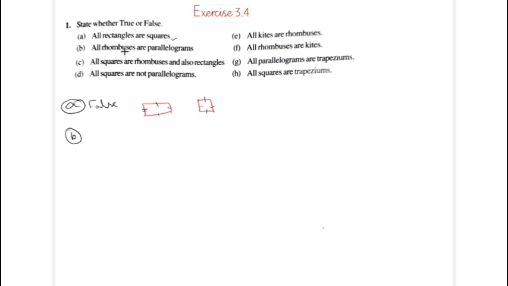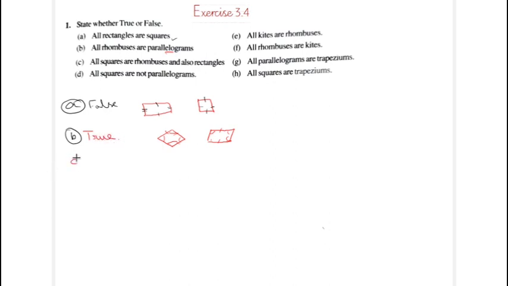Number B is that all rhombuses are parallelograms. First of all we will draw a parallelogram over here, and a rhombus. Rhombus means all the sides are equal. Now what it says, all the rhombuses are parallelograms. So let us check the properties of a parallelogram. Opposite sides are equal. Here also opposite sides are of equal measure. Opposite angles are equal. Here also opposite angles are equal. And diagonals bisect each other, and here also diagonals bisect each other. So yes, it is true.